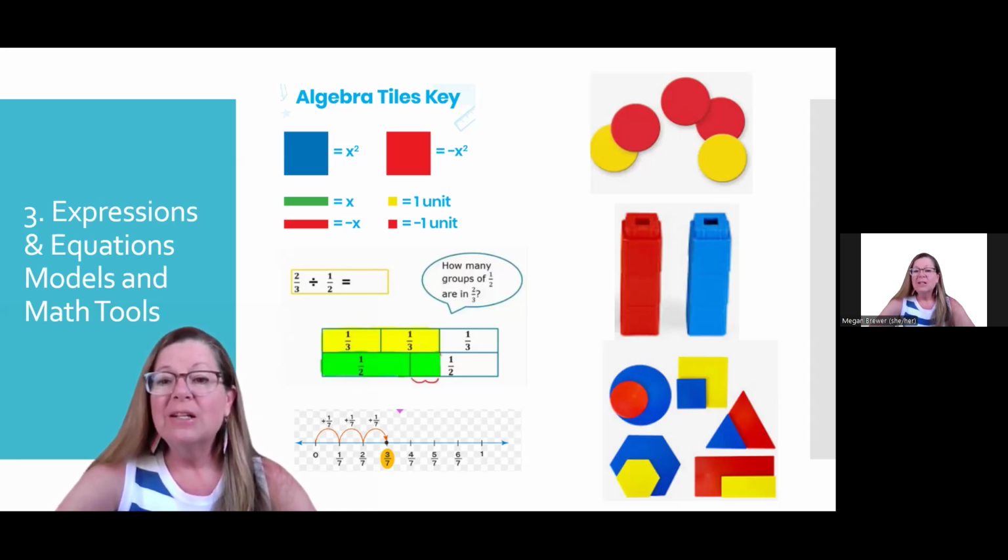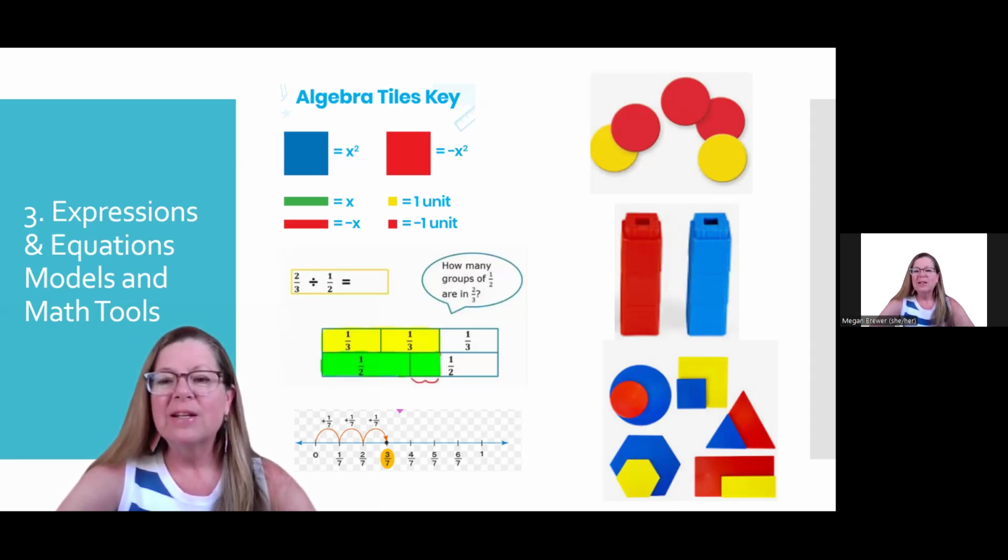And the question we're trying to answer is how many groups of 1/2 are there in 2/3? And by examining our drawing and comparing the amounts, we can arrive at the answer that there are 1 and 1/3 1/2s in 2/3. We can check this by using the invert and multiply. We can change 2/3 divided by 1/2 to 2/3 times 2, and we get 1 and 1/3.